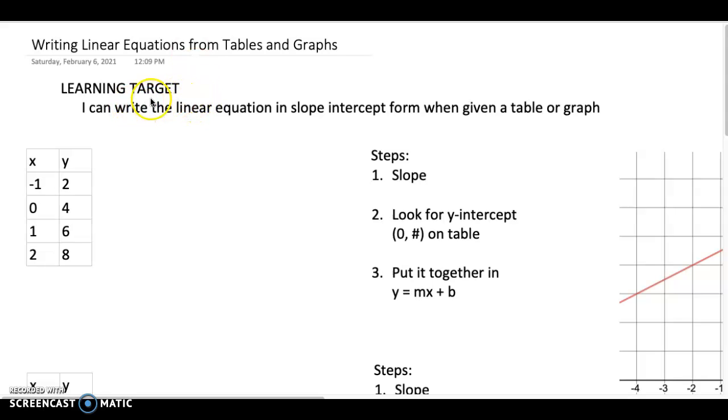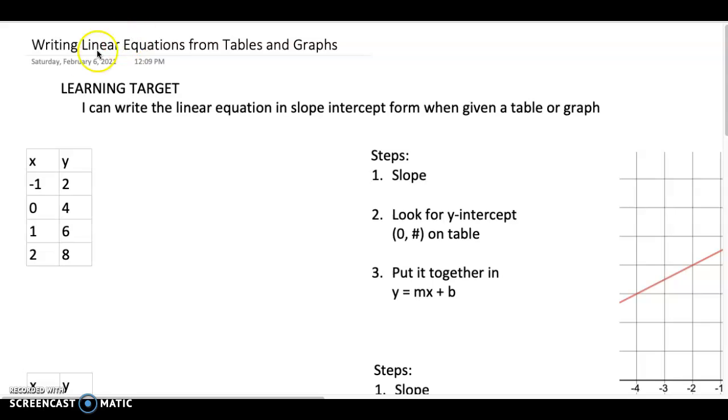All right, so today we're talking about writing linear equations from tables and graphs. The learning target for today is that I can write the linear equation in slope-intercept form when given a table or a graph. So we're going to start here with a couple tables. So the steps: one, we need to get the slope, which is something we did last week.